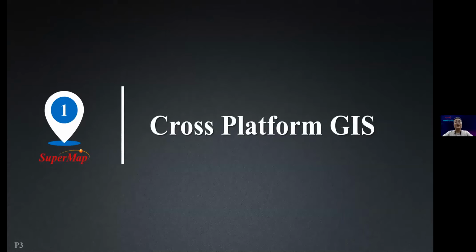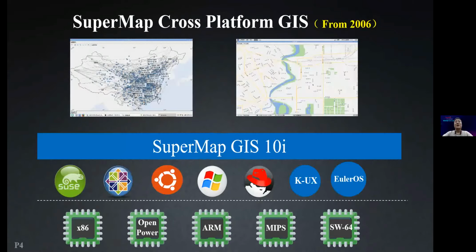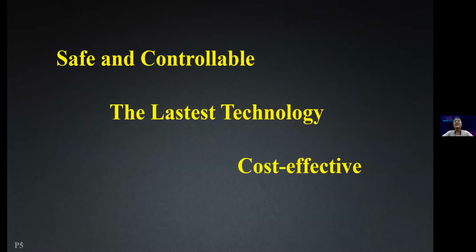The first one is cross-platform GIS. Cross-platform GIS is very easy to understand, just like its meaning. That means the SuperMap products can not only run on Windows, but they can also run on Linux natively, such as SUSE, Red Hat, CentOS, Ubuntu. And cross-platform GIS means we can run the GIS server and GIS cloud server on the Linux operating system.